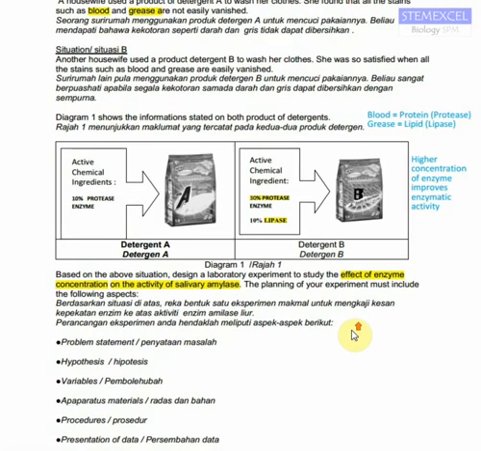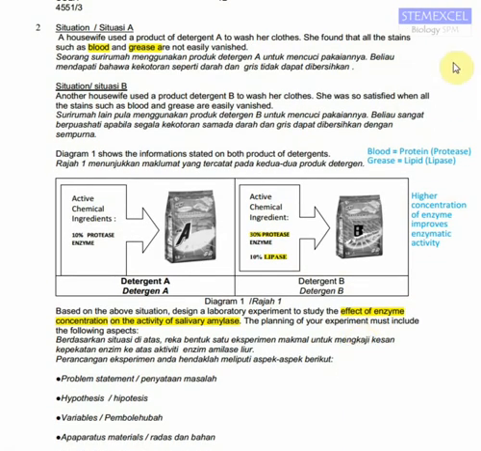Let's look at the question here. They are saying that they have 2 situations, whereby in situation A, a housewife used the product detergent A, and then she finds that it is not easy to remove the blood and grease. However, another housewife used a product, detergent B, to wash her clothes, and she finds that all the stains, the blood stains and the grease, are easily removed. So from this, what can we say?